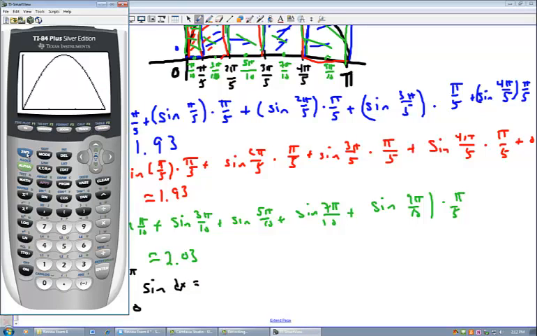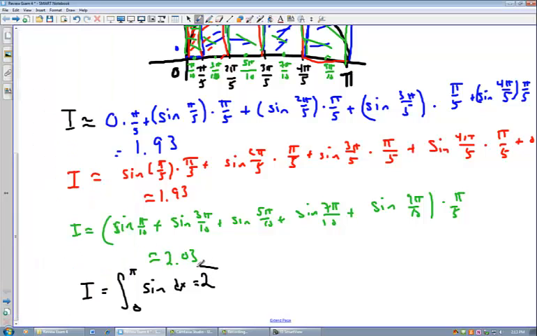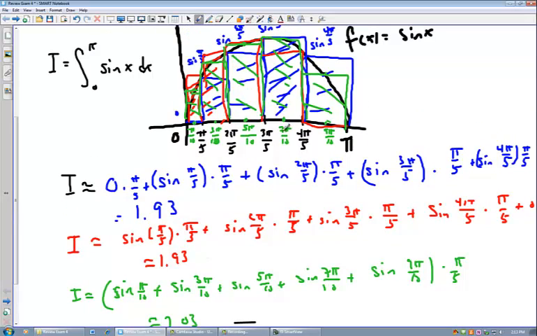So go back to your graph, hit second trace, go down to number 7. Lower limit was 0, upper limit was pi. It's going to shade in the region for me and spit back the number 2. Right, so the actual answer is 2. The important part of this problem, though, is to understand this idea.